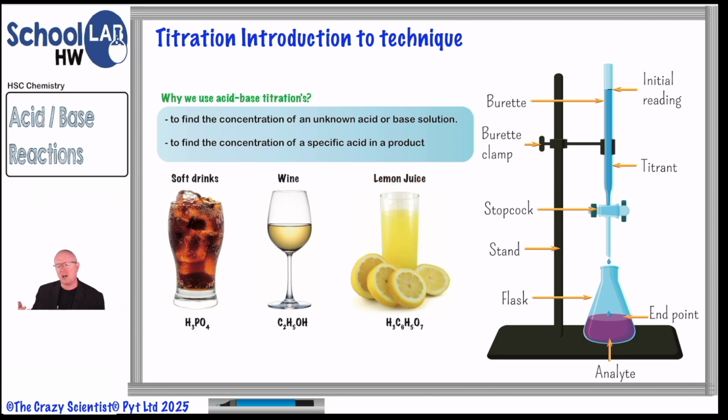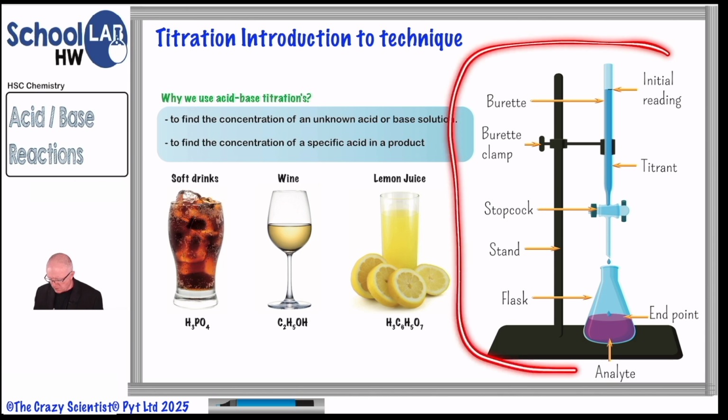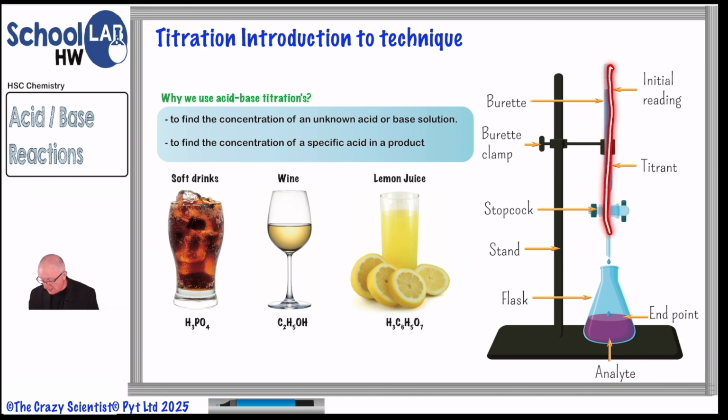So let's look at the titration setup. Here is a typical titration setup. The burette here is the device that will accurately dispense a known quantity of our known solution. Now our known solution is known as the titrant, and it is a primary standard. That is, it's a solution that we have made up and we know exactly the concentration of. And so we use this device here.